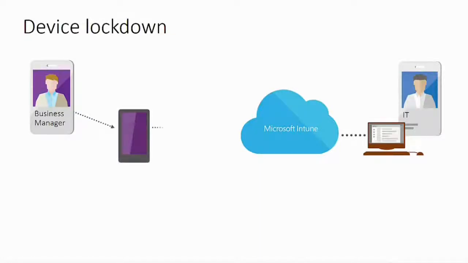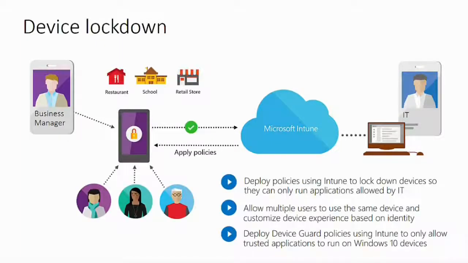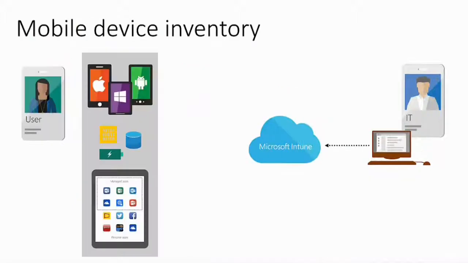So a person has a device connected to Intune, and you can actually deploy policies using Intune to lock down the device so they can only run applications allowed by IT, and you can allow multiple users or only one user to use the same device and customize the device experience based on the login or the identity. And then you can also deploy Device Guard policies using Intune to allow only trusted applications to run on Windows 10 devices. There's also the ability to create an inventory of the mobile devices that are in your environment.